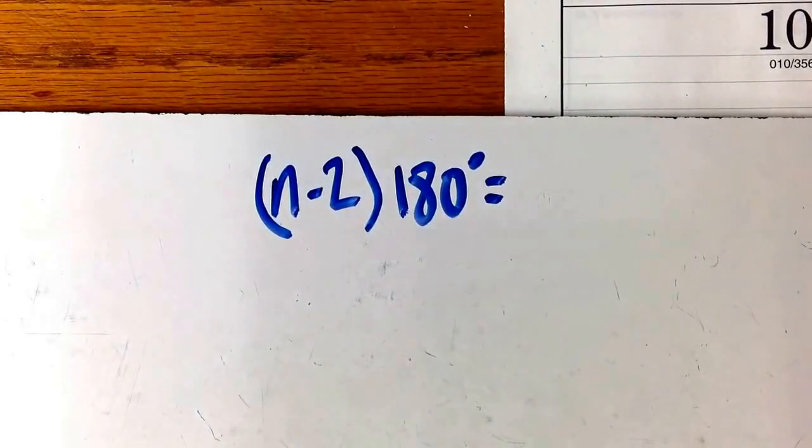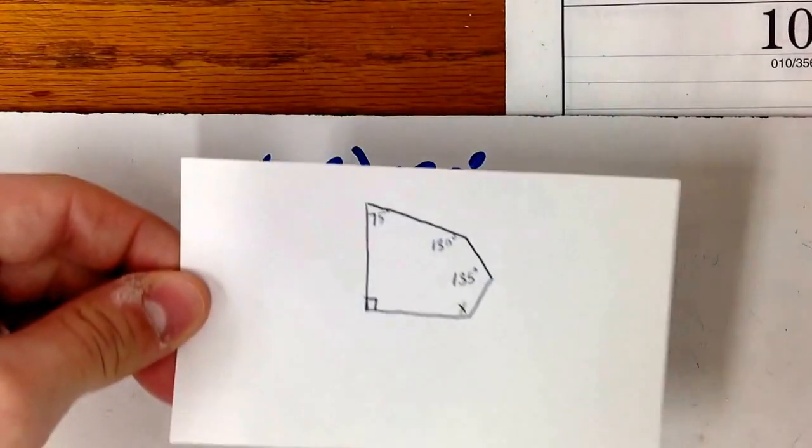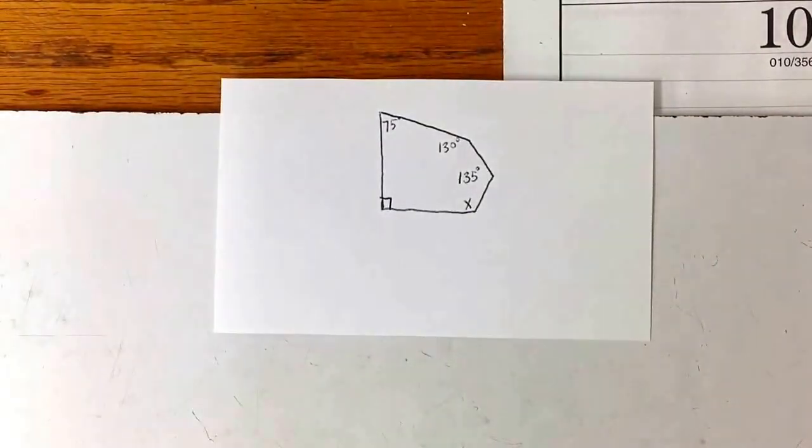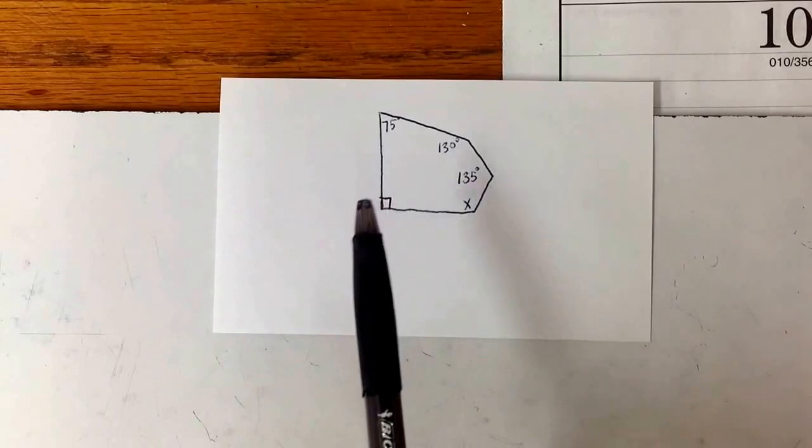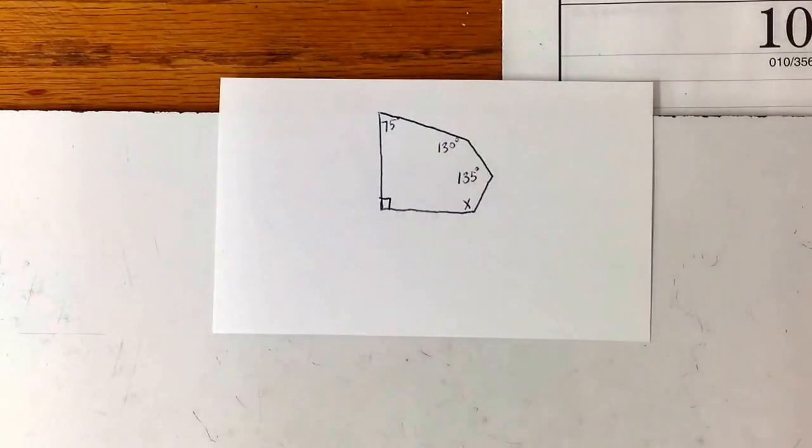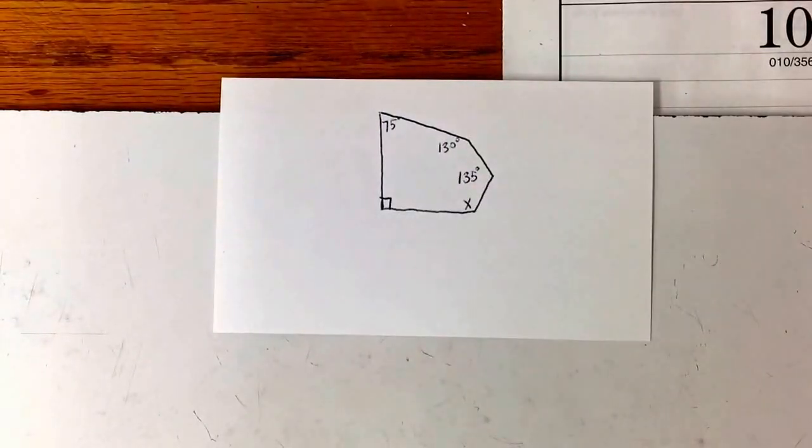Now, the formula that you see is how we can find the sum of all of the interior angles of a shape. So if I'm looking at this shape right here, I can count the sides: 1, 2, 3, 4, 5 sides. We would call it a pentagon.